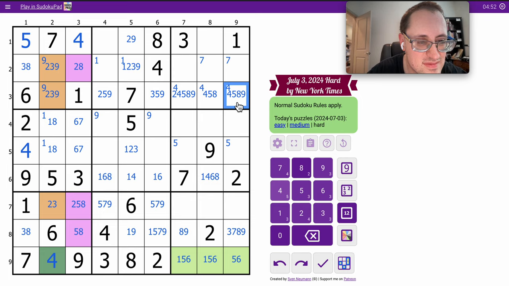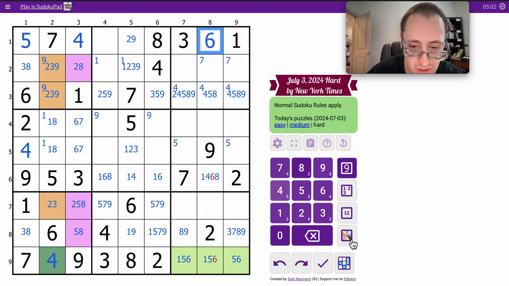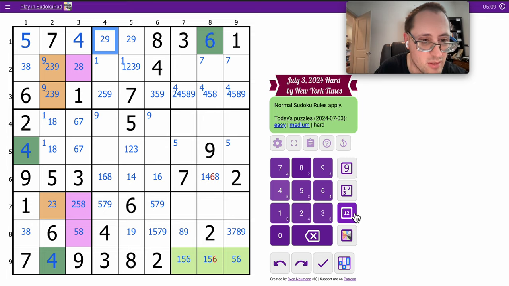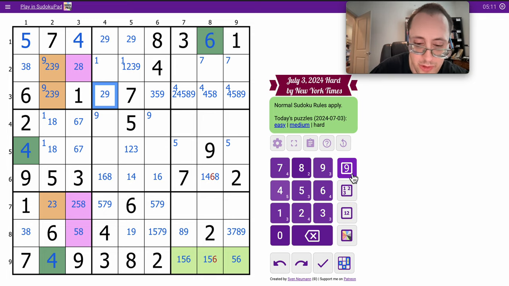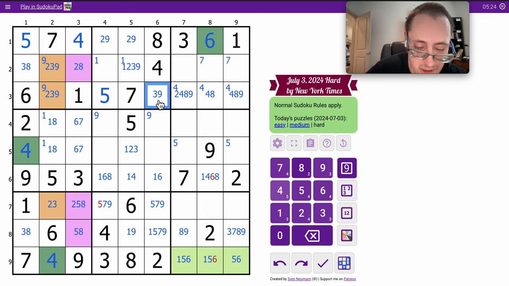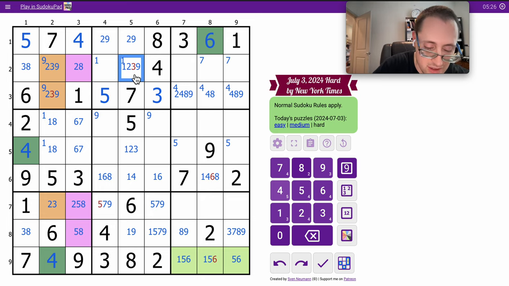One, 1, 3, 4, 5, 7, 8. So 2, 6, 9 in some order there. This can only be a 6. So this is the other of 2 or 9 for the row, and that places the 5 in the row. This can't be 9. That's a 3. This can't be 3, 9, or 2.